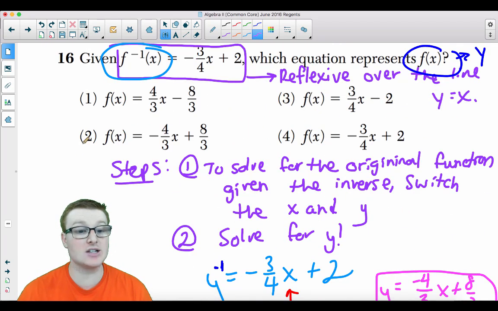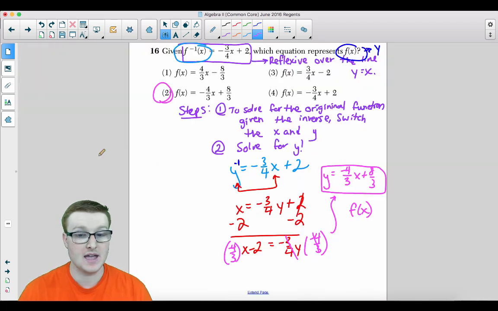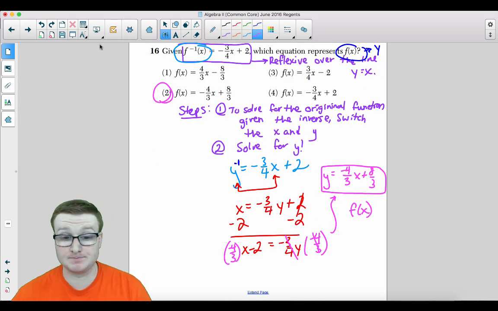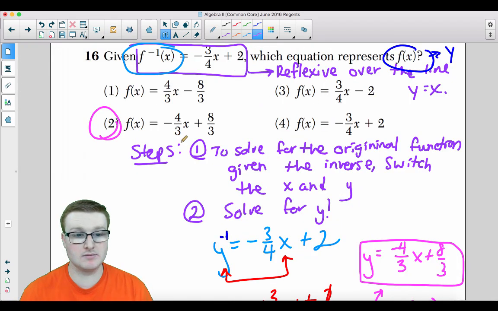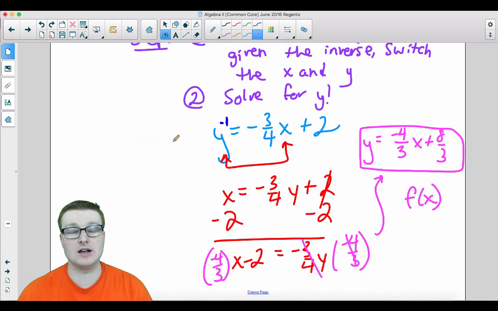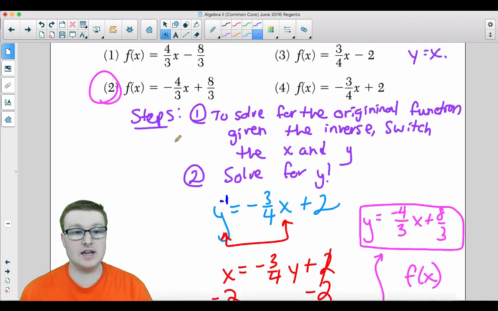Is that answer there? Your answer is choice 2. That is how you do it algebraically. Okay, that's how you do it algebraically. Just those steps. Switch the x and y, solve for y, and you get choice 2 as your answer.